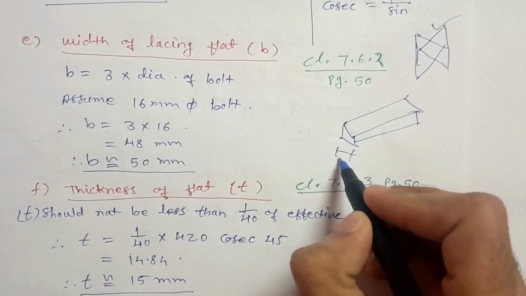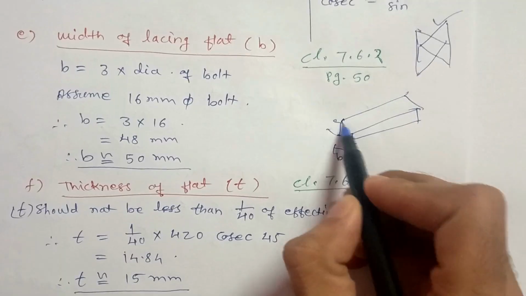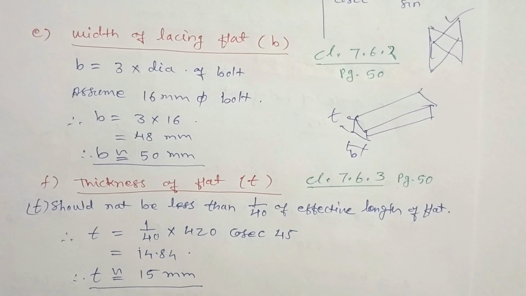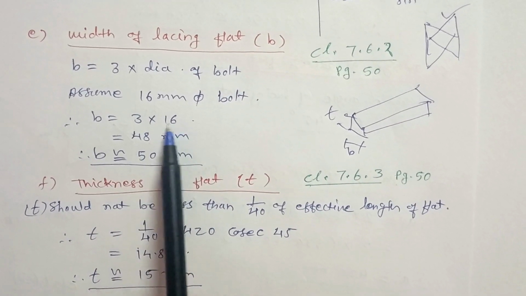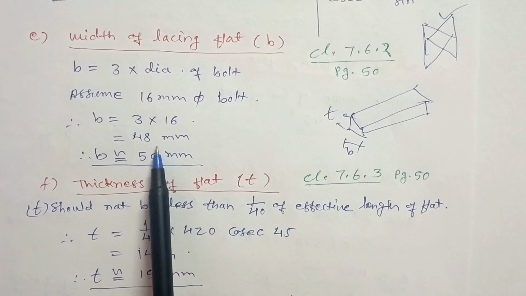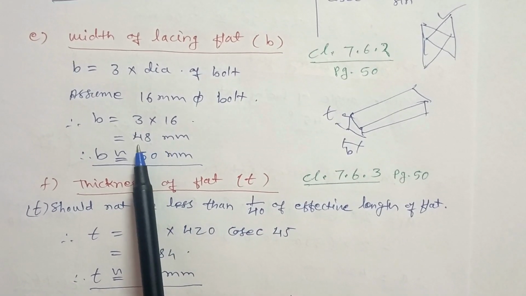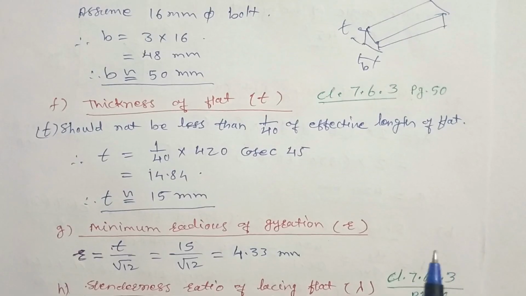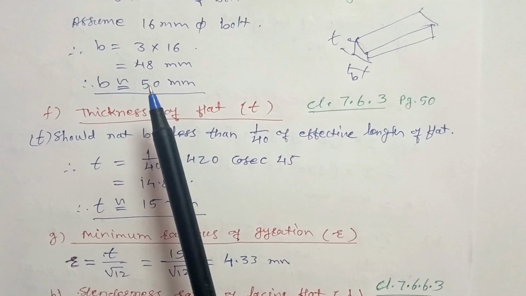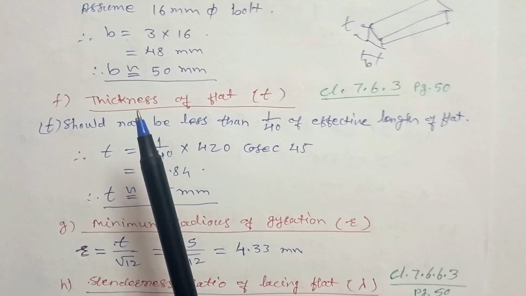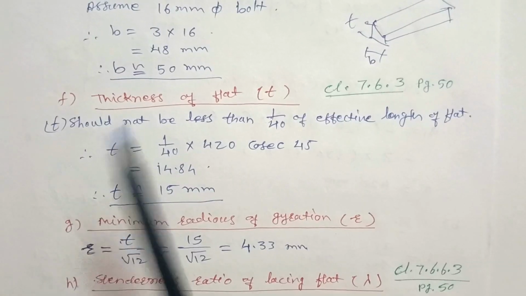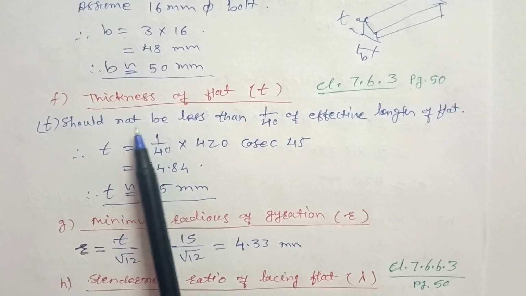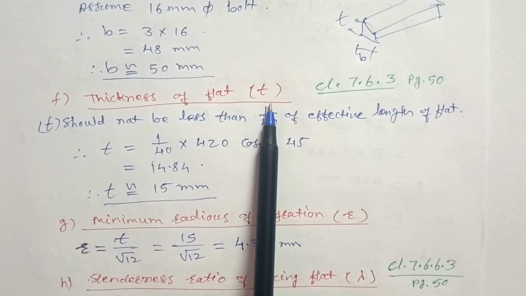So this is our width, and this is nothing but the thickness. In this way we can calculate the width of the flat. It is calculated as 48 mm, so we round it up to 50 mm. After the width calculation of the flat, we can determine the thickness of the flat, that is T.